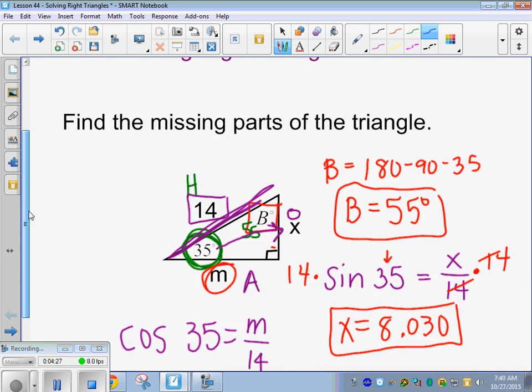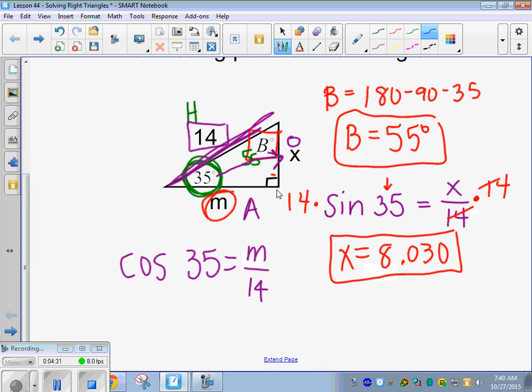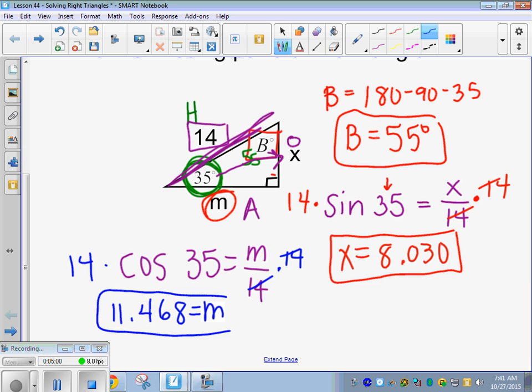Okay, so that would be adjacent over hypotenuse, if you missed that last week. All right, same thing. We want to solve for M, so I'm going to multiply both sides by 14, and I'm going to plug that into my calculator. 14 cosine 35. And somebody besides Leo, tell me what you get rounded to 3 decimal places. Sam. Good. Rachel? Yeah. But it's in degrees.